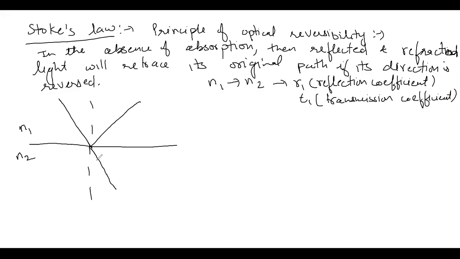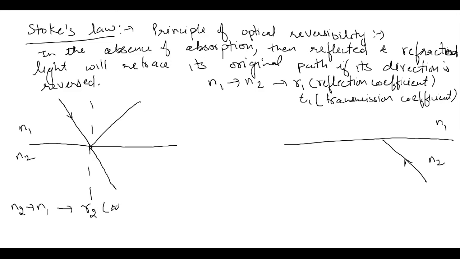Now in the second scenario, let's say that rather than your light being incident in this direction, what if it is incident in the other direction, which basically means, what would happen if the light is incident from medium N2 to N1. If you are going from N2 to N1, let's define again R2 as the reflection coefficient, and this reflection coefficient is for amplitude, and T2 as the transmission coefficient.